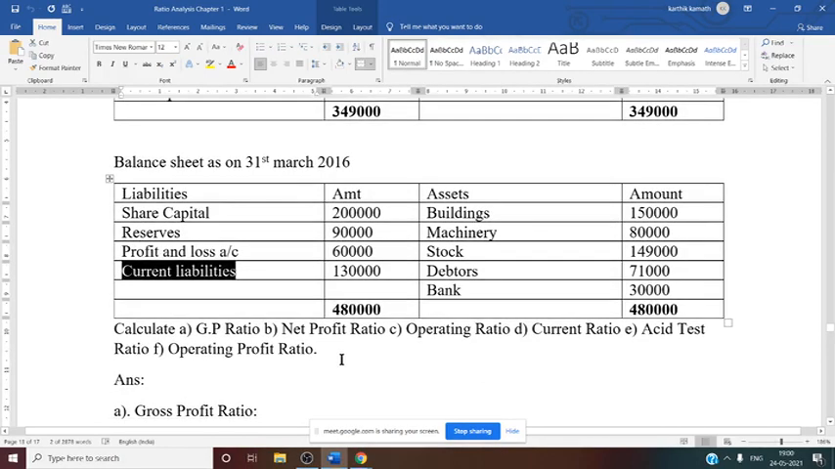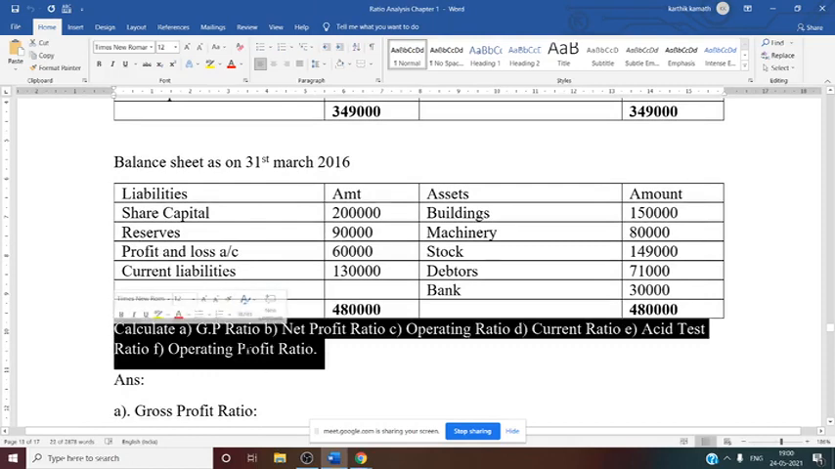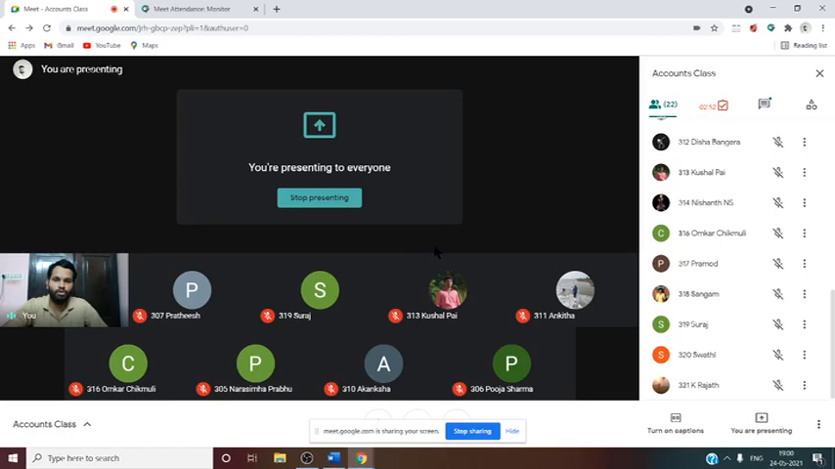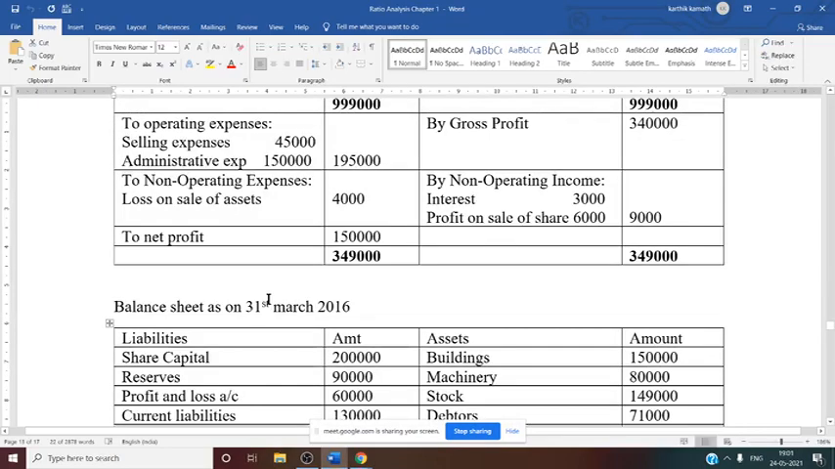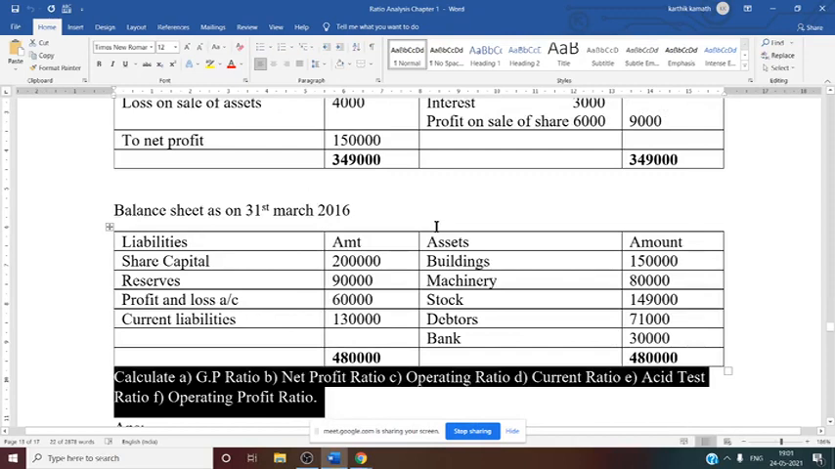So what you are required to calculate? You are required to calculate these 6 ratios: gross profit ratio, net profit ratio, operating ratio, current ratio, acid test ratio, operating profit ratio. So here one thing you can understand by seeing the question, that is operating ratio is different and operating profit ratio is different. There is a different formula for operating ratio and operating profit ratio. Then one more thing here, they have given you P&L and balance sheet, right? So we have to use all those items while solving the problem now.